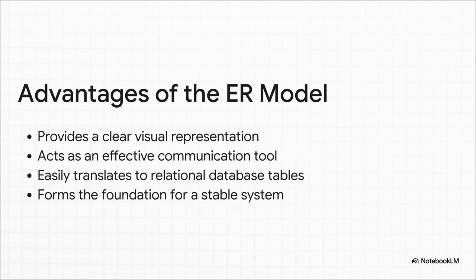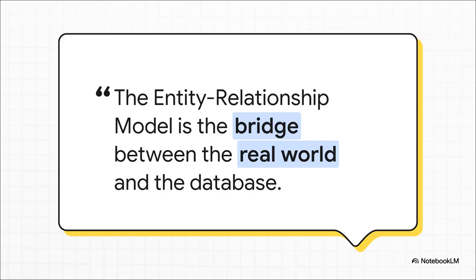And on top of that, a good diagram translates almost one-to-one into the actual database tables, which makes development way faster and less error-prone. Ultimately, taking the time to build this blueprint is the single best way to make sure the final system is stable, efficient, and actually does what it's supposed to do. You know, a really good way to think about it is like this. The entity relationship model is the bridge that connects the messy, complicated real world with the clean, structured logic of a database. It's the translator that turns our human ideas into a format that a computer can understand and manage.